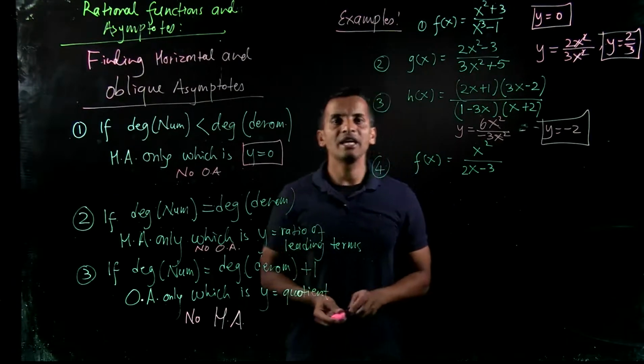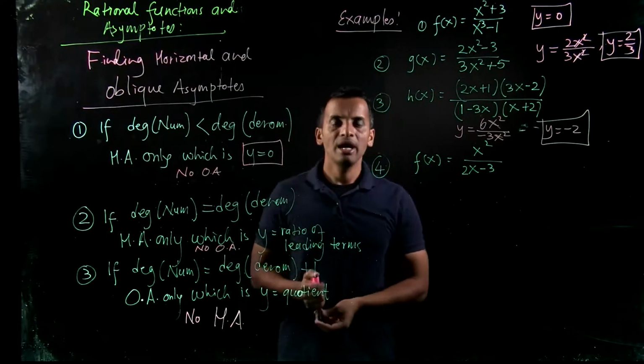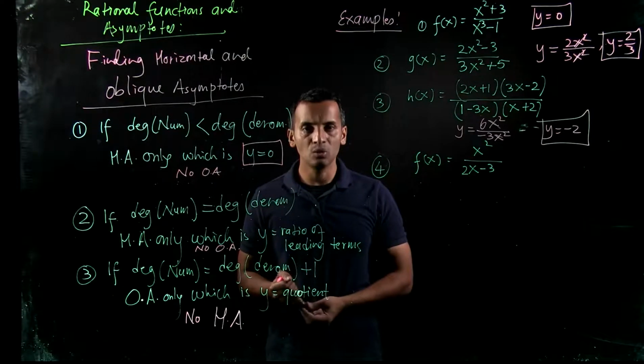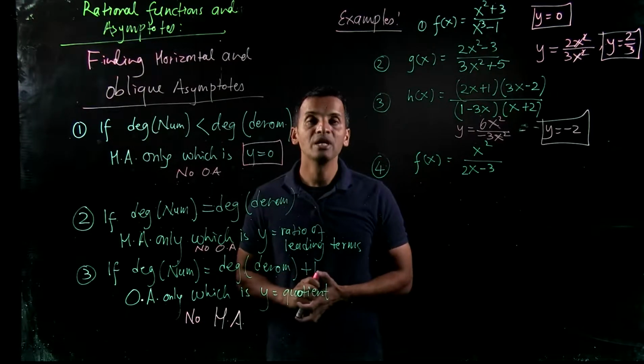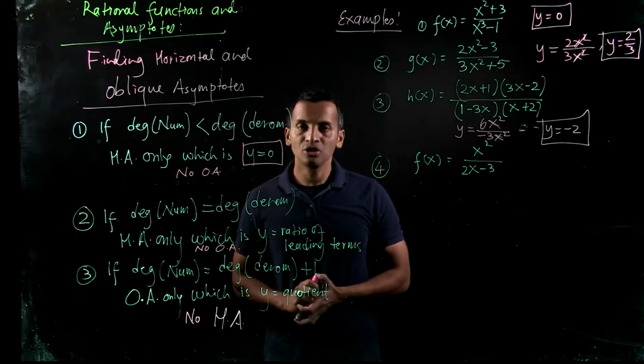So if the degree of the top and the degree of the bottom are equal, then you take y equals the ratio of the leading terms, or you can say the ratio of the leading coefficients, and that will be the horizontal asymptote.